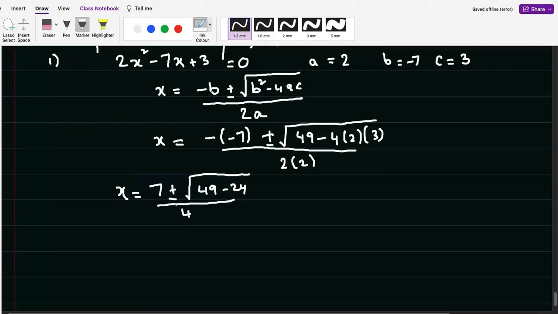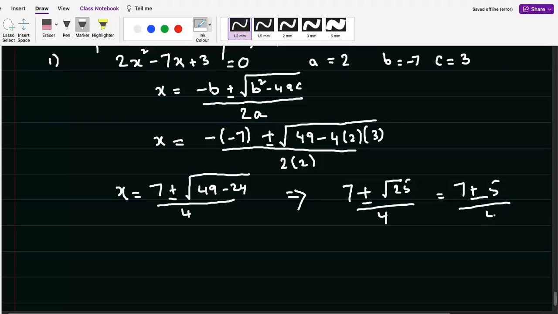Never forget this plus minus sign, very important thing. So what is happening here? That gives x value as 7 plus or minus root of 25. You know what is the square root of 25? 5. So this becomes 7 plus or minus 5 divided by 4. Plus and minus means we need to take both.